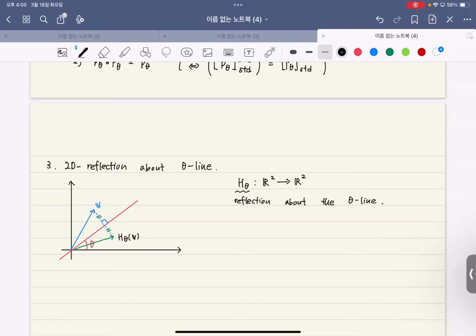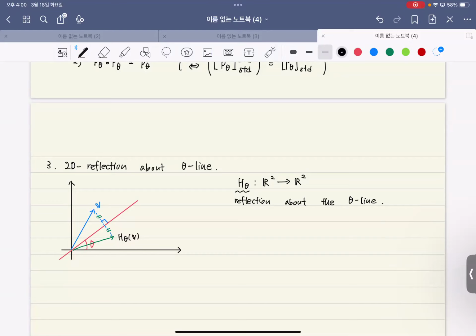Now I am interested in finding the matrix representation of H data in terms of the standard basis. How to find such a matrix representation? The first thing that comes to my mind is to draw the two standard unit vectors, find their images under H data, and then I can find the matrix representation of this transformation. But instead of doing that, I will take a different approach.